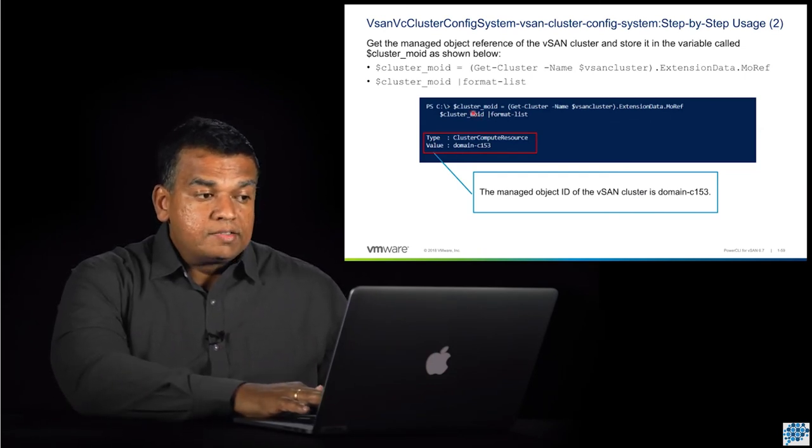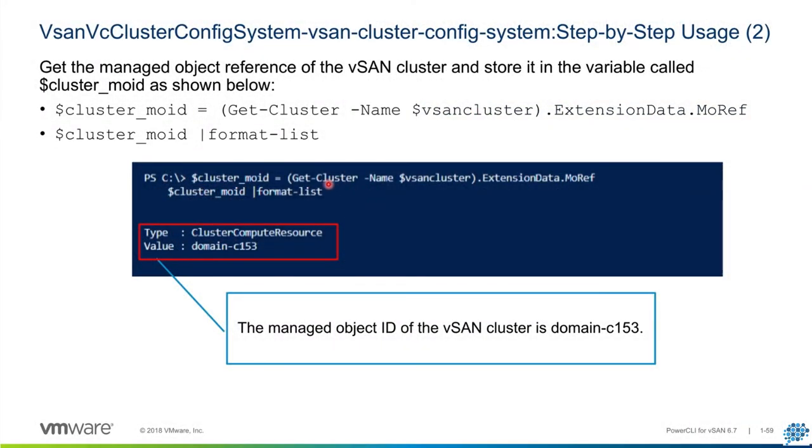So all I do here is pull out the cluster object using Get-Cluster with the name of the cluster, and I just access the property of that cluster, which is .ExtensionData.MoRef, which is the managed object reference, or the managed object ID, of the vSAN cluster. So I'm now storing the managed object ID in this variable called cluster_MOID. So I have now stored the MOID of the cluster. So this is step number 2.